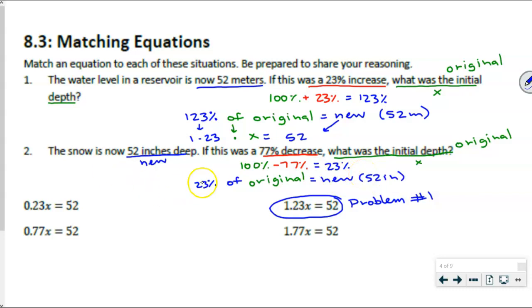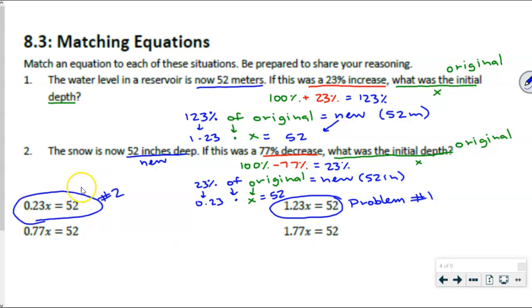So let's write this out. 23% is 0.23. Of means we're multiplying. What is the original amount? Emily? X. We don't know, so it's a variable x. What is it going to be equal to, though? The new amount, which is, Luis, 52. There's our equation. Do you see that? It's this one right here. So this is problem number 2.